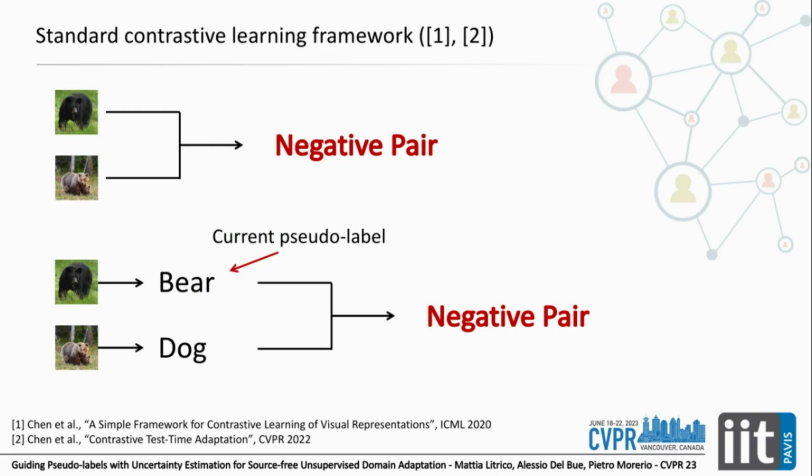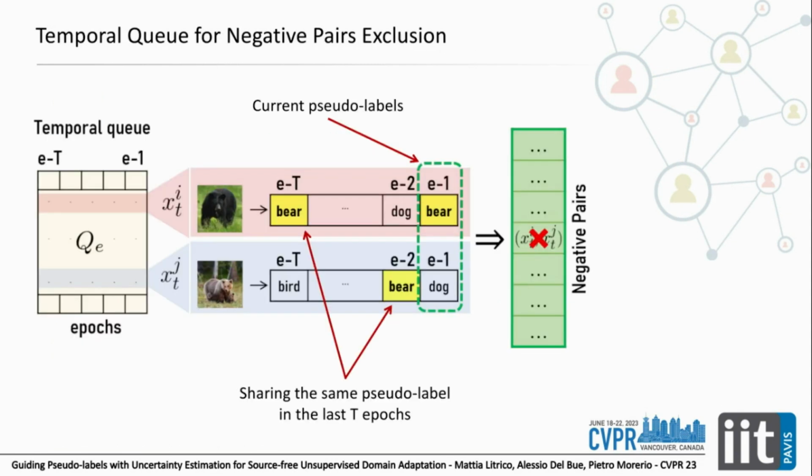For improving the refining process, we employ a contrastive learning framework. Standard contrastive learning methods do not use class labels. Others look only at the current pseudo-labels to create the set of negative pairs. These solutions are not optimal in presence of noisy pseudo-labels. We thus propose a novel negative pairs exclusion strategy based on a temporary queue that stores predictions of the last epochs. Our solution excludes those pairs composed of samples that share the same pseudo-label at least once in the last t epochs. Using this strategy, we reduce the amount of pairs that are incorrectly included in the negative pair list.